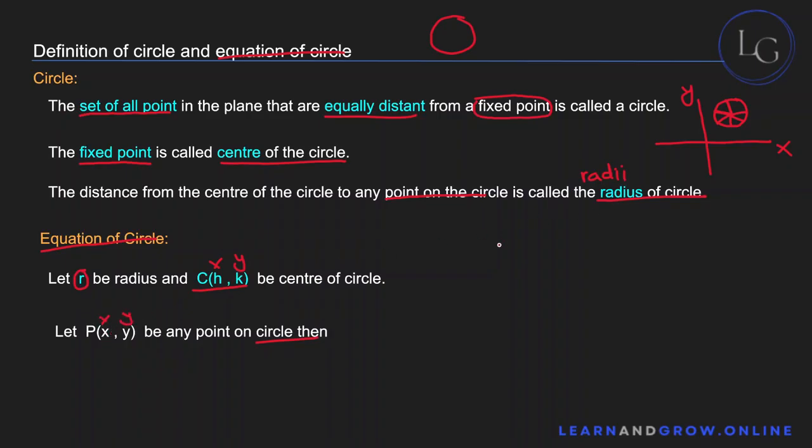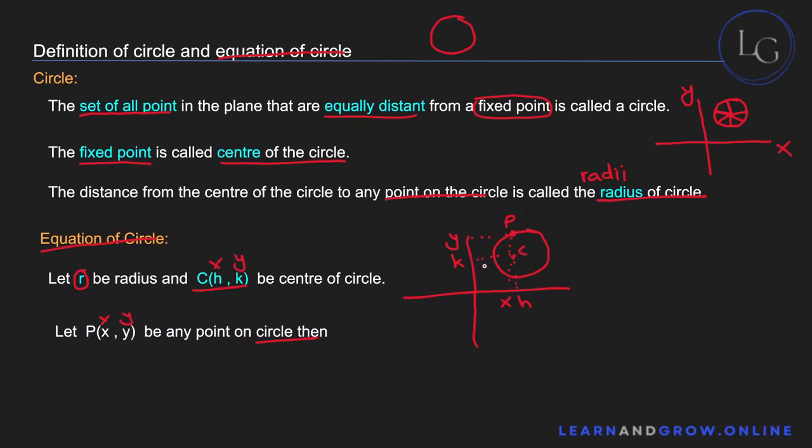Okay, now let's just draw out what I mean over here. So this is the coordinate axis. Let's say this is the center of the circle. So this is the point C. And on the x-axis it is at h, and on the y-axis it is at k. Okay, and now let's draw a circle around it, and let's take any point on the circle. Let's say this point over here is point P, and its x value is x and its y value is y.